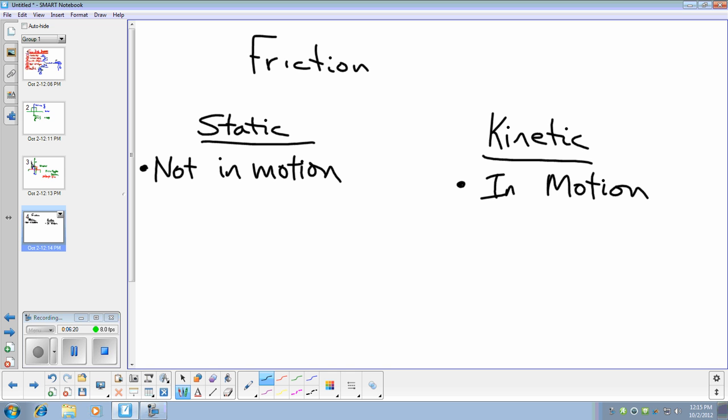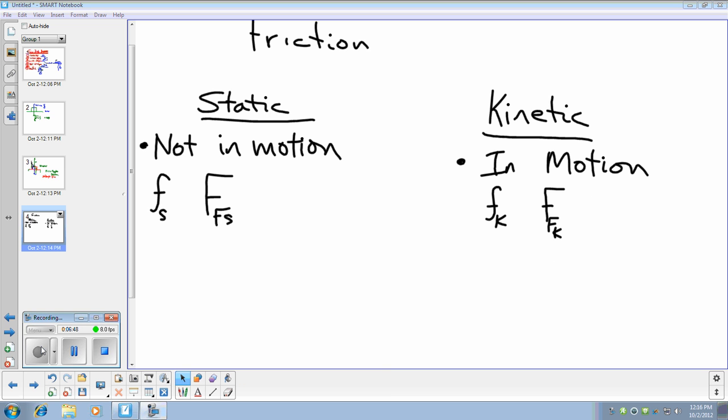For static friction, our textbook gives us F sub S. For kinetic friction, we have F sub K. These are also sometimes written as just F sub K and F sub S. Really, either one works for us. It doesn't matter which one you choose.